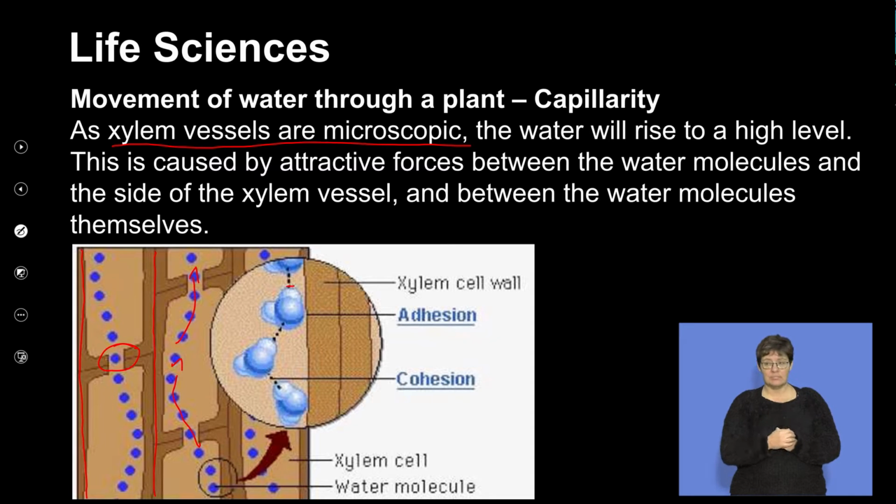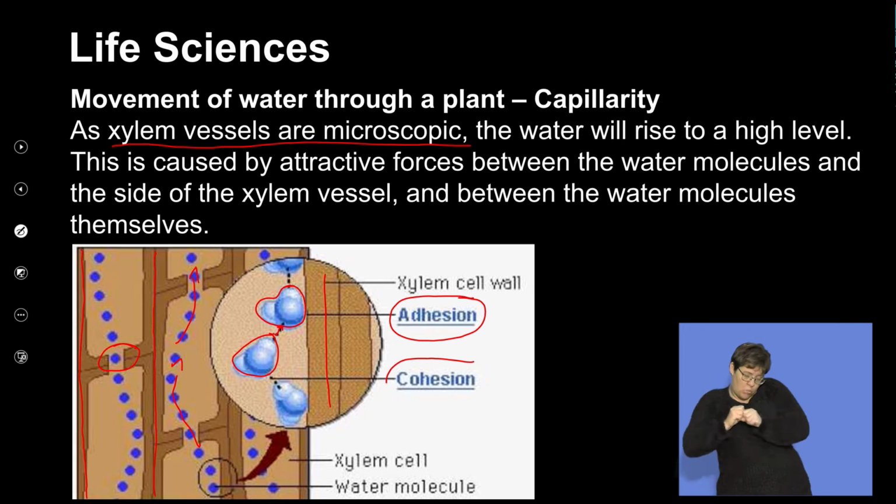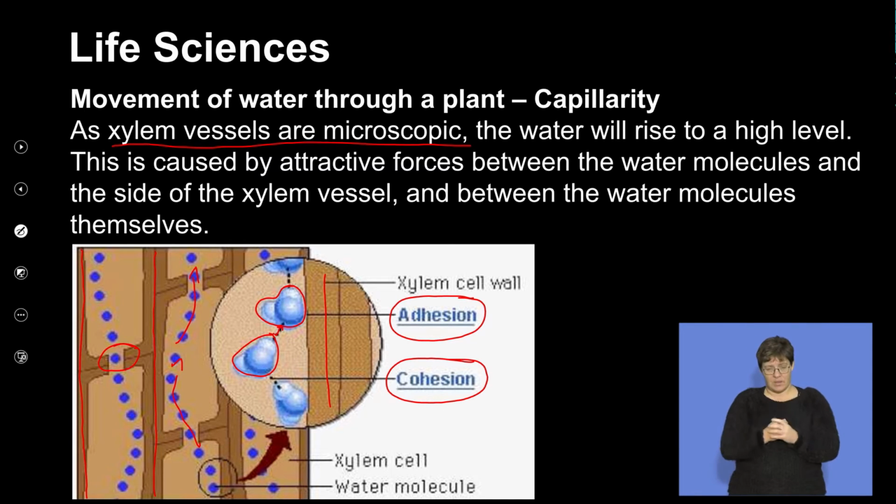First of all, that's a water molecule, okay? That's the xylem wall, and water molecules are attracted to the sides of tubes by an attractive force called adhesion. So the water molecules will want to be next to the side of the tube, but water molecules also stick to each other. So if one water molecule moves, it'll pull the other water molecules up behind it. And those are forces of cohesion. And that explains why water moves up narrow tubes.